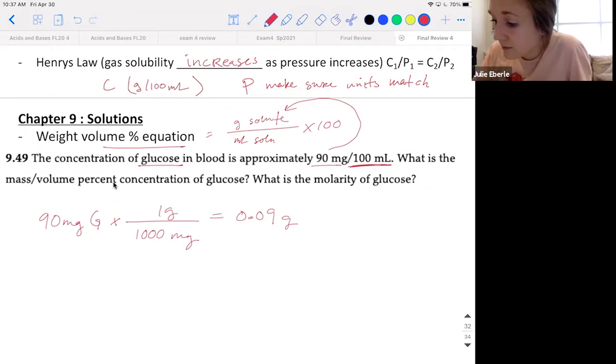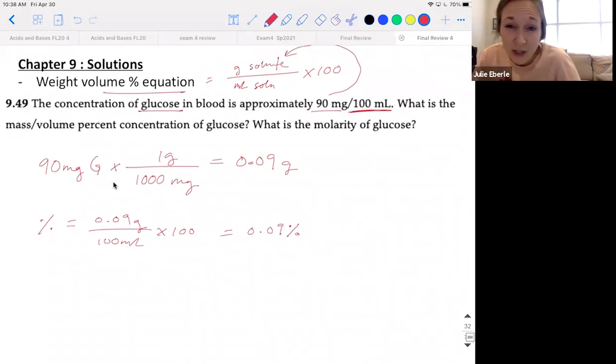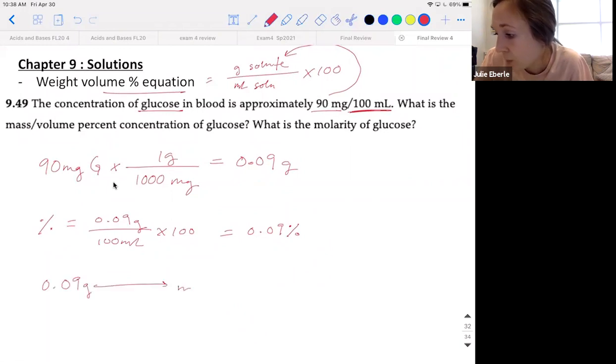So to get the percent is going to be equal to 0.09 grams divided by 100 milliliters. And remember, you multiply by 100. So guess what happens to the hundreds? They cancel. So our percent is 0.09%. How do we solve for molarity from this? Actually, very easy. We take 0.09 grams and we convert this to moles.